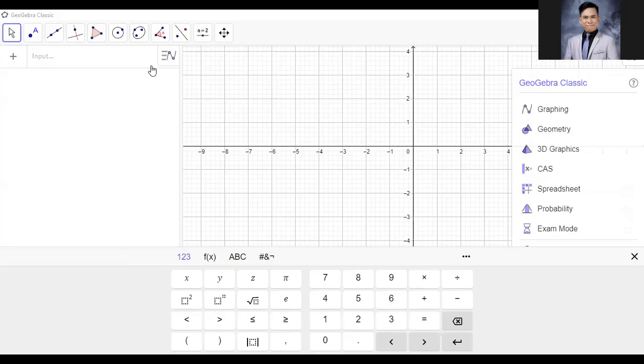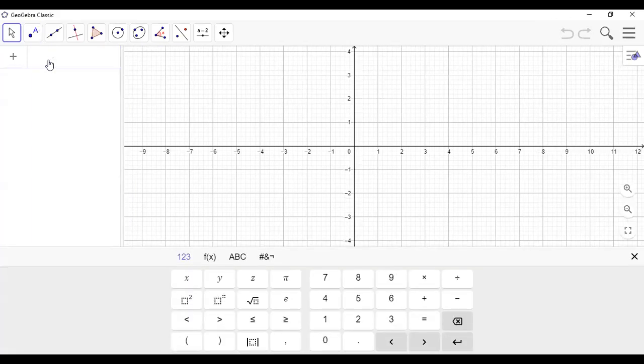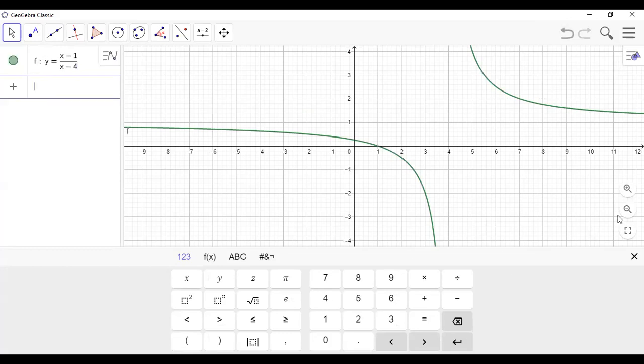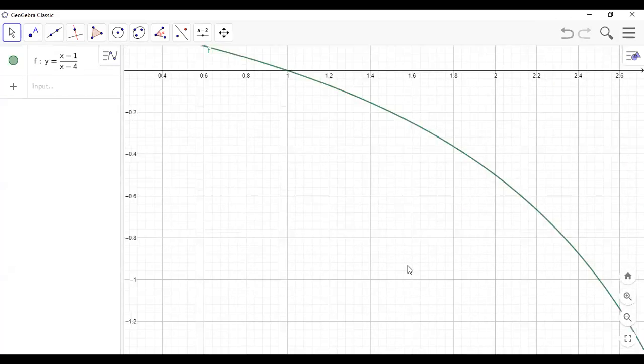Medyo matagal magbukas nitong graphing natin. Okay, ito. So nakikita niyo na class yung parang Cartesian plane? Yes po. Okay. So yung function natin is x minus 1 over x minus 4. Okay. Ano yung sabi ko kanina? Ang x-intercept natin ay 1.